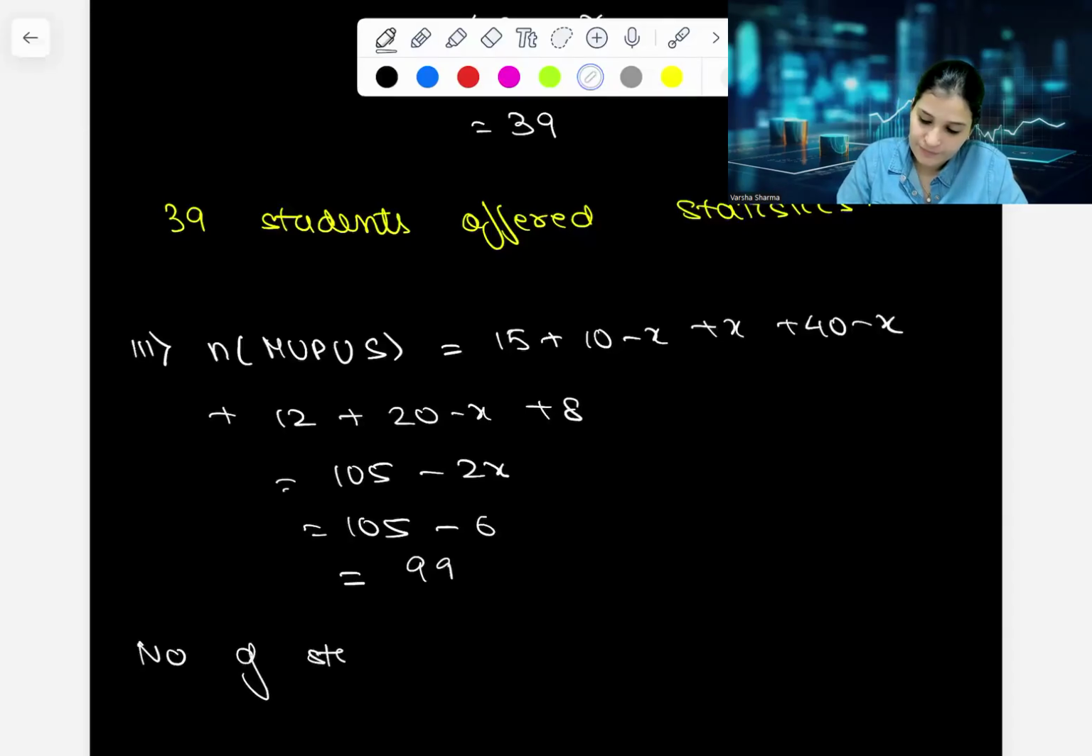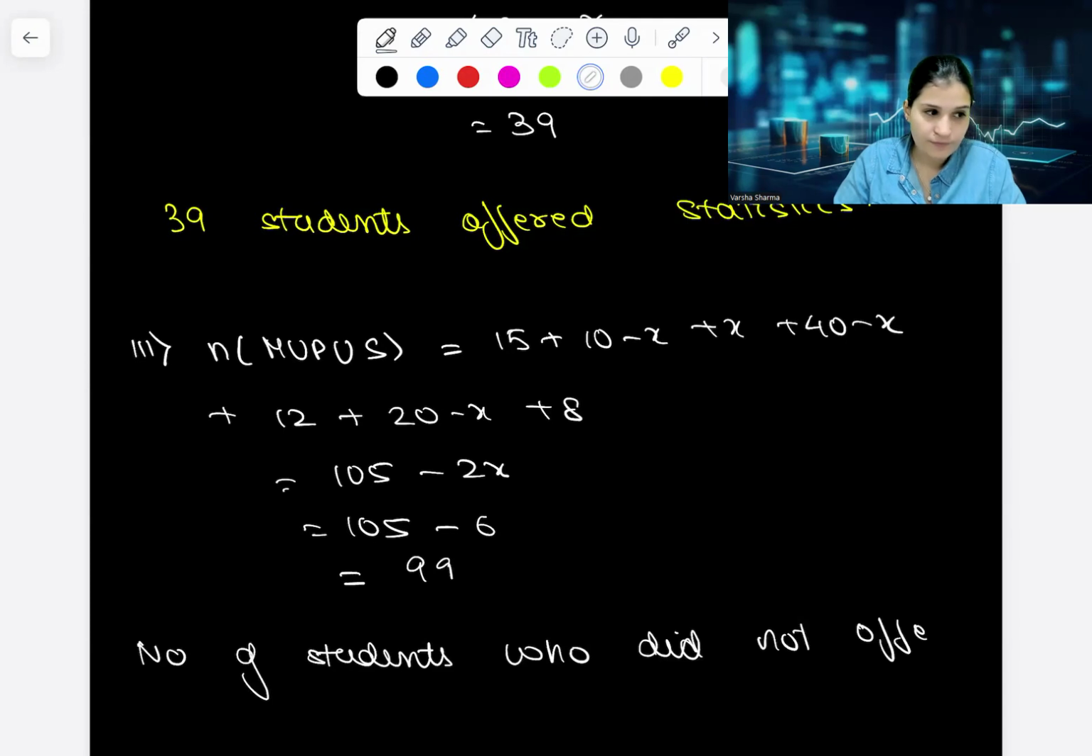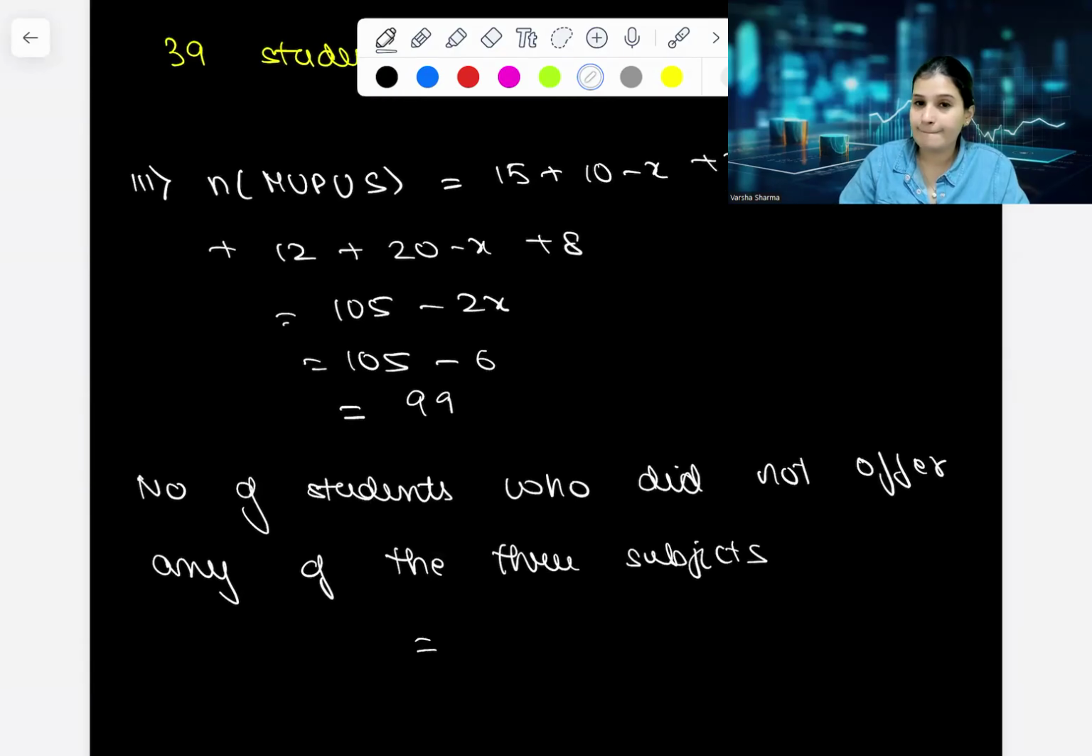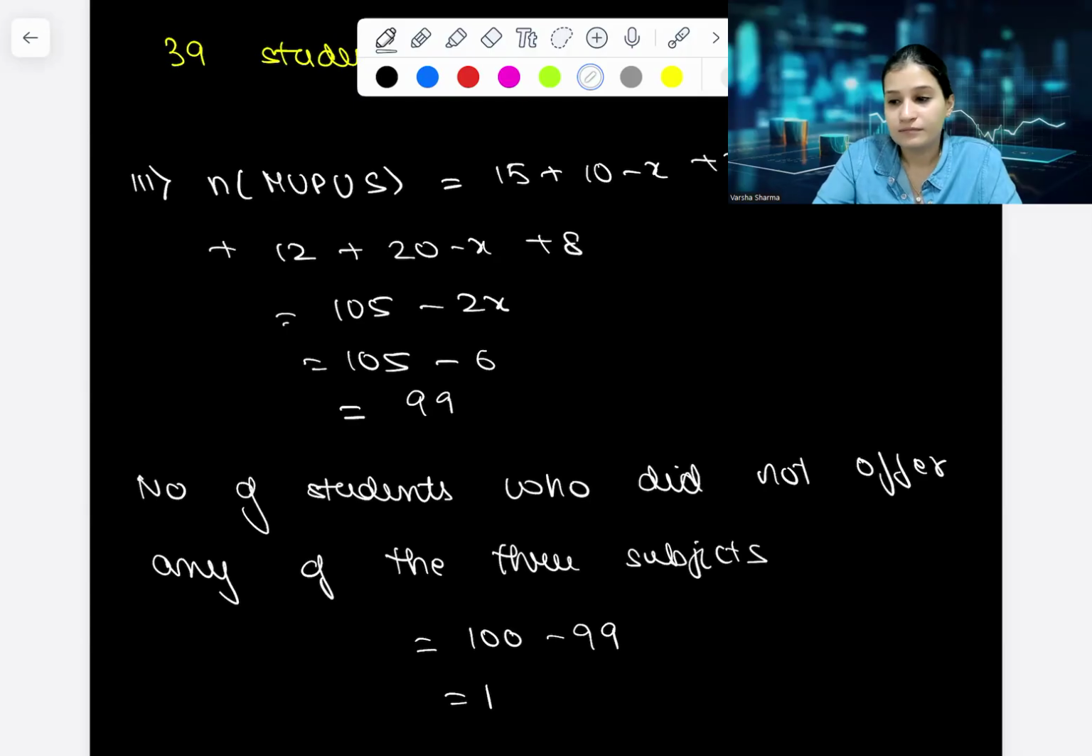So the number of students who did not offer any of the 3 subjects, what will that be? There were a total of 100 people and only 99 selected something or the other. So how many students did not select any? 100 minus 99, that is 1. So one student did not offer any of the 3 subjects. Is it clear? Yes, ma'am. So with it, we are done with set theory.